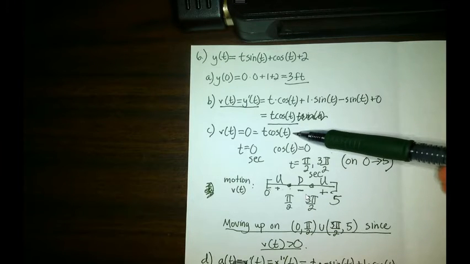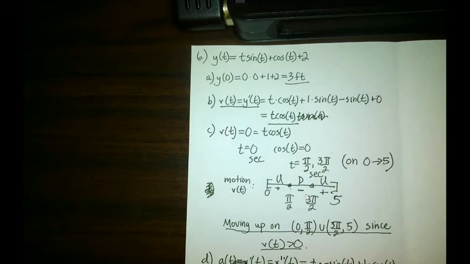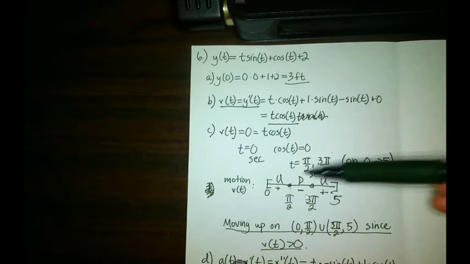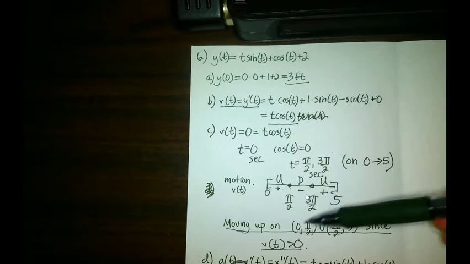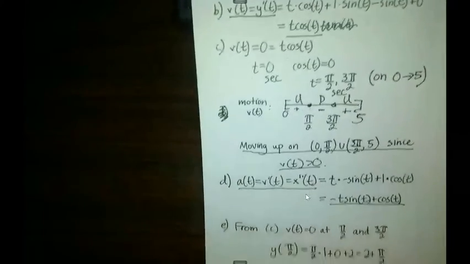Remember, we're talking about vectors, and vectors have both magnitude, which is the value of the number, as well as direction, which is what the sign tells us. And we're only interested in the direction here. So, from this analysis, we know that from 0 to pi over 2 and 3 pi over 2, the particle is moving up because the velocity is positive.